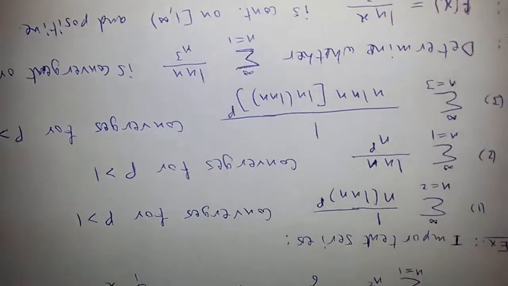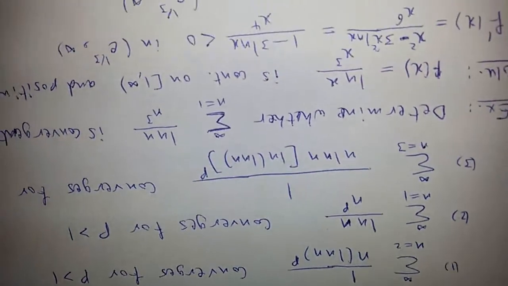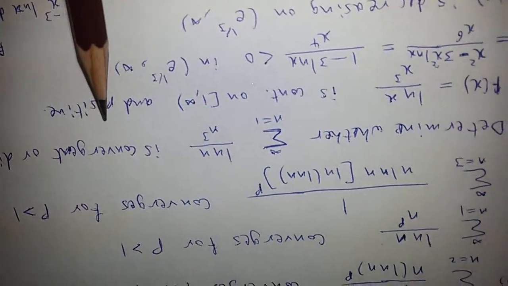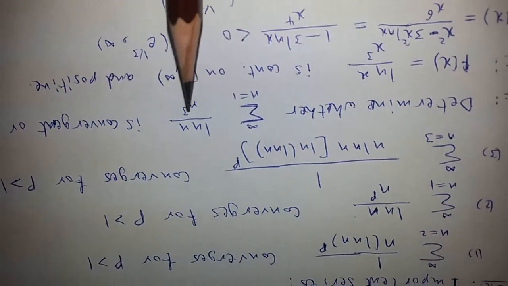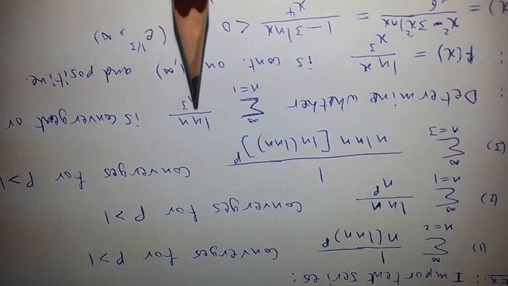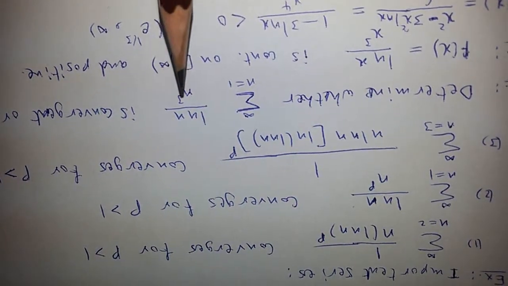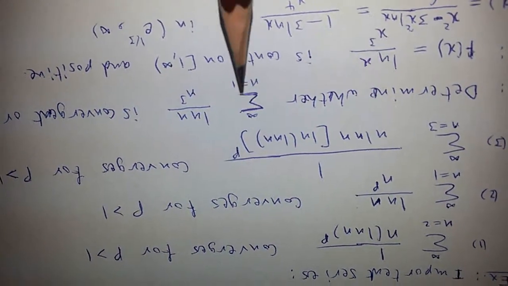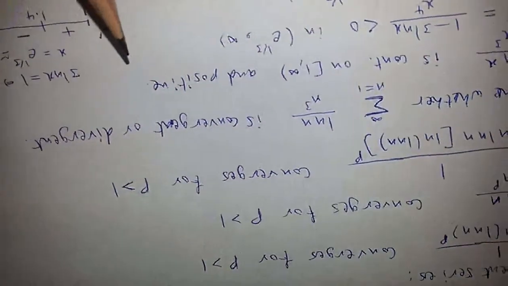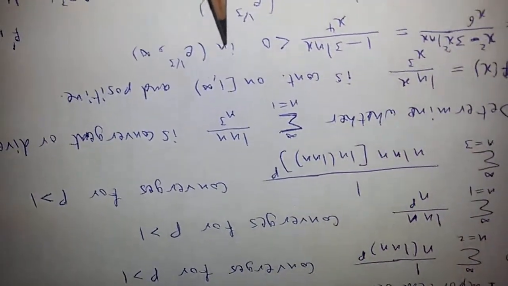So, whenever you get a question like this, determine whether this series is convergent, if it is one of these three forms, then just check whether p is greater than 1 or not. p here is 3, greater than 1, so this series is convergent. But of course you need to prove it. So let us prove it.